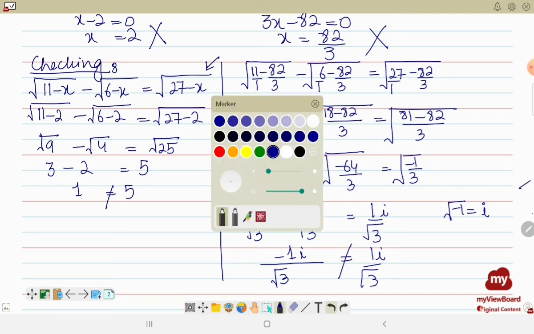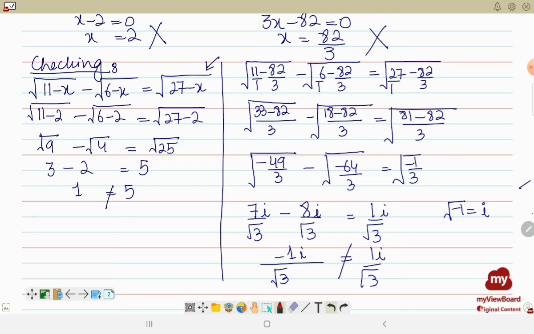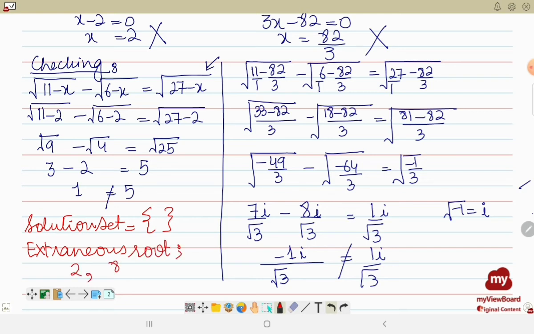So now you clearly see there is no value of x which satisfies the given equation. So our solution set will be empty. Right, it will remain empty, and these two values will go as extraneous roots. So we'll write 2 and 82 by 3 as extraneous roots. So hope you understand each step of working. Thank you so very much.